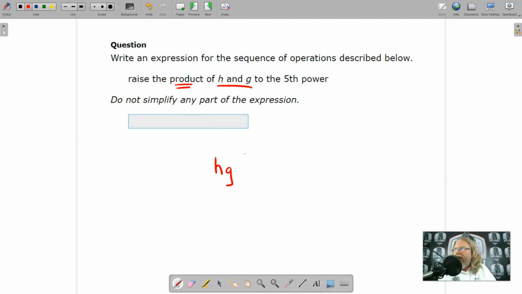Now be careful. If you just put raise to the 5th power, this would mean that the exponent of 5 only applies to the variable G. We want it to apply to both H and G. It's telling you to first find the product and then raise it to the 5th power. So we're going to need some parentheses here, because now that exponent of 5 applies to both the H and the G. Without the parentheses, it would only apply to the G, the value that it follows.